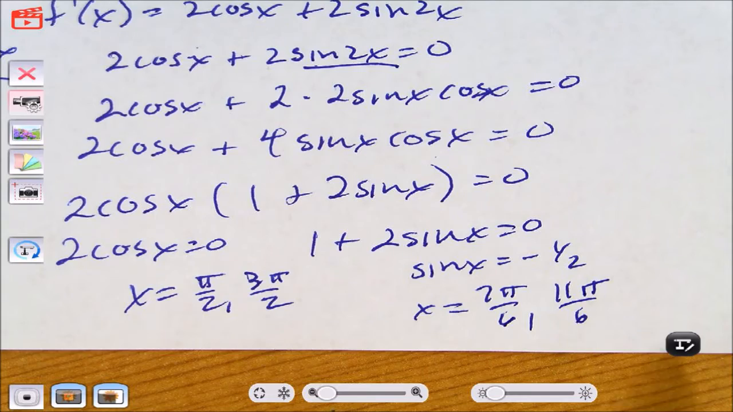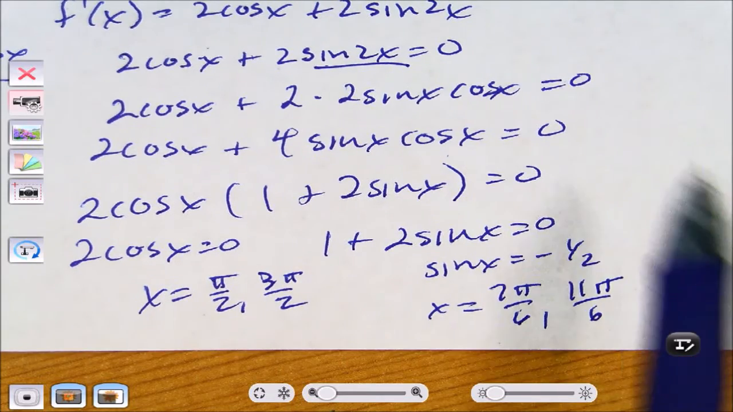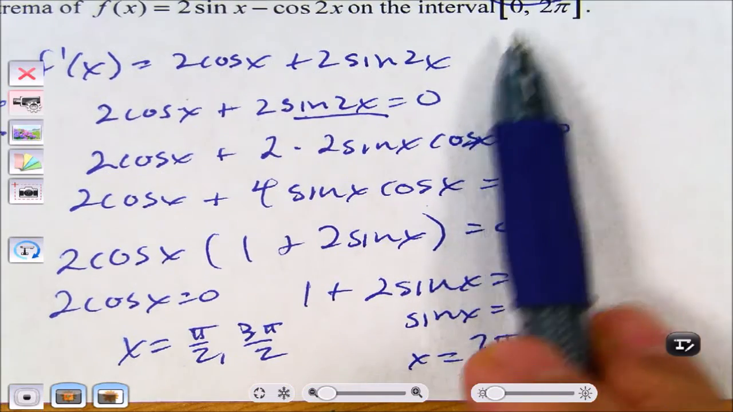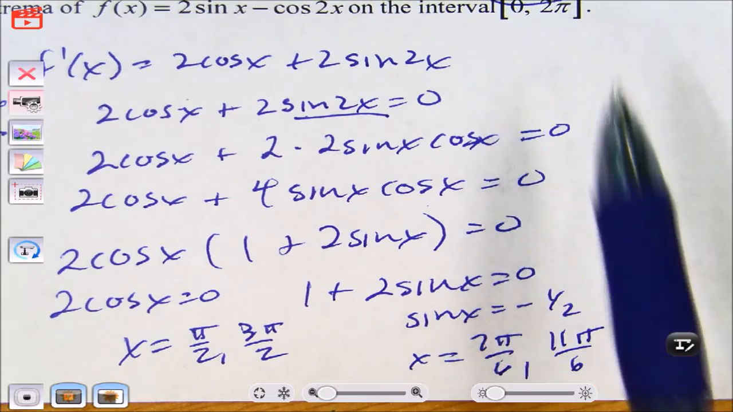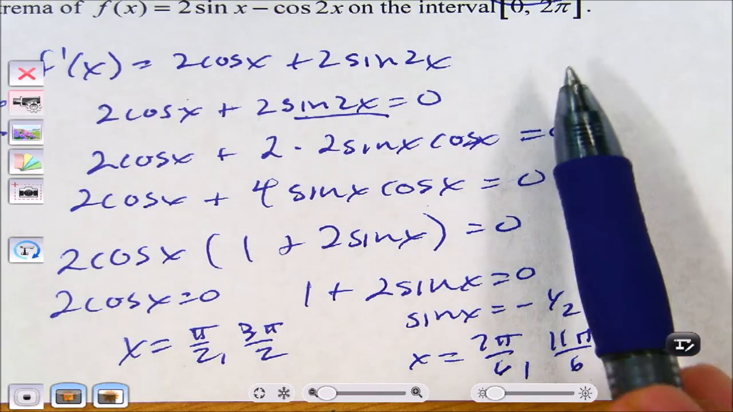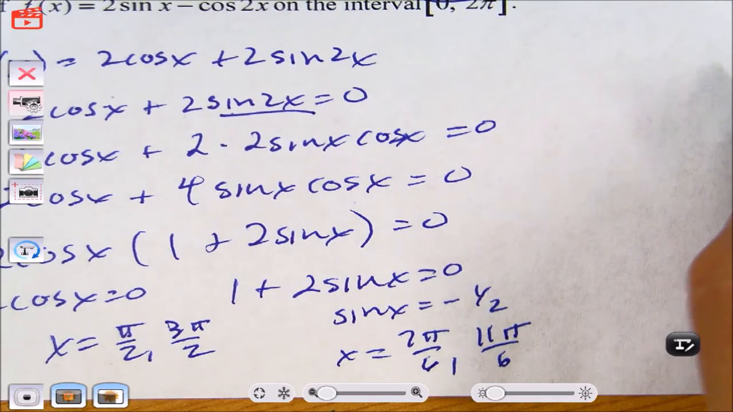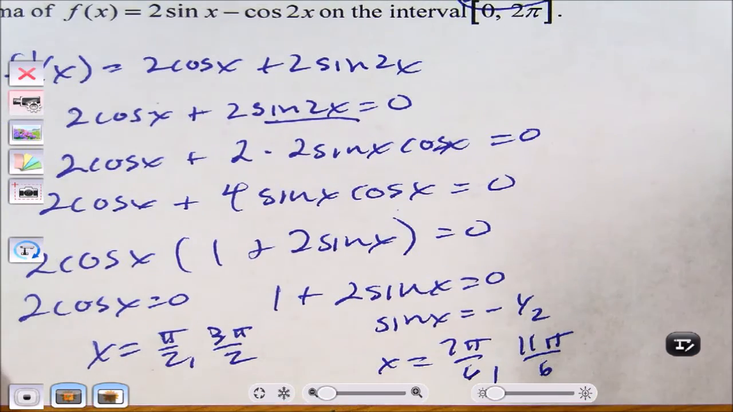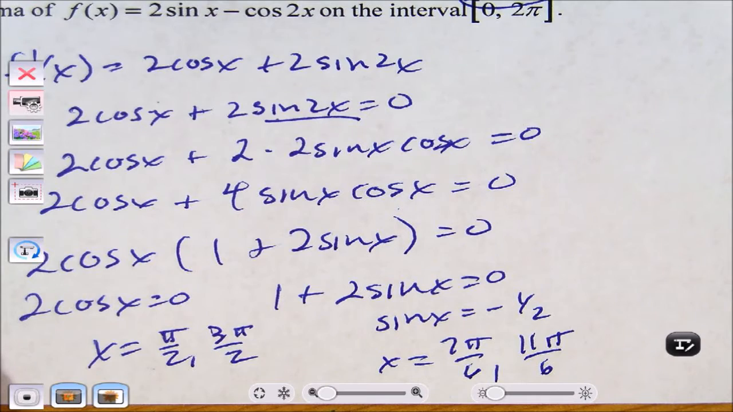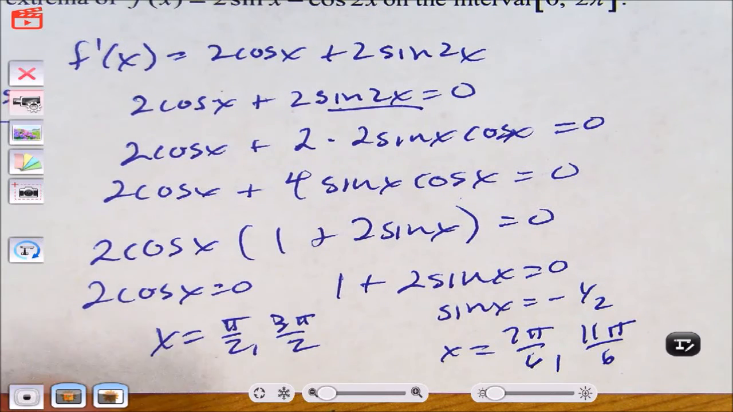So this one's painful because there's 1, 2, 3, 4, 5, 6 points to check. Right, you have to check all four of these and the endpoints. So I'm making a big chart here. Give me a pause. I'll pause while people catch up.